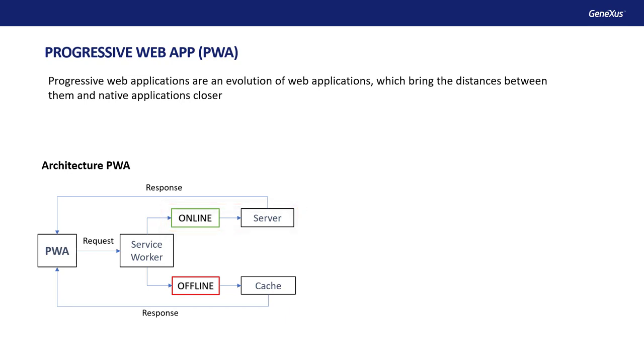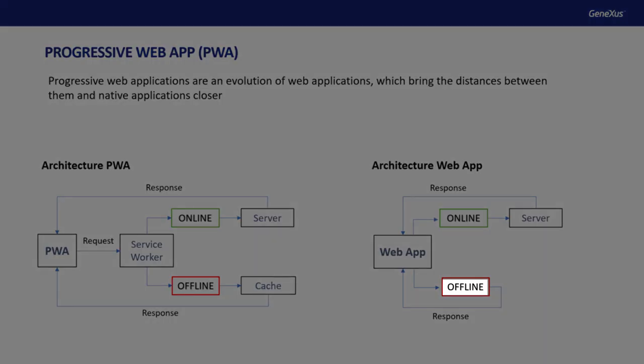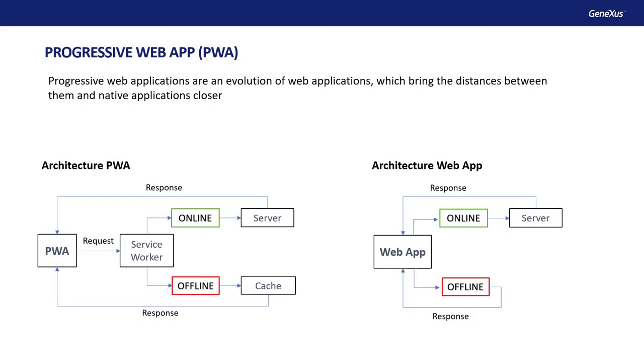This is one of the main differences between PWA and traditional web applications. In web applications, when we access offline, it'll simply respond that it has no connection to retrieve the necessary data, and will remain waiting to connect to the server.